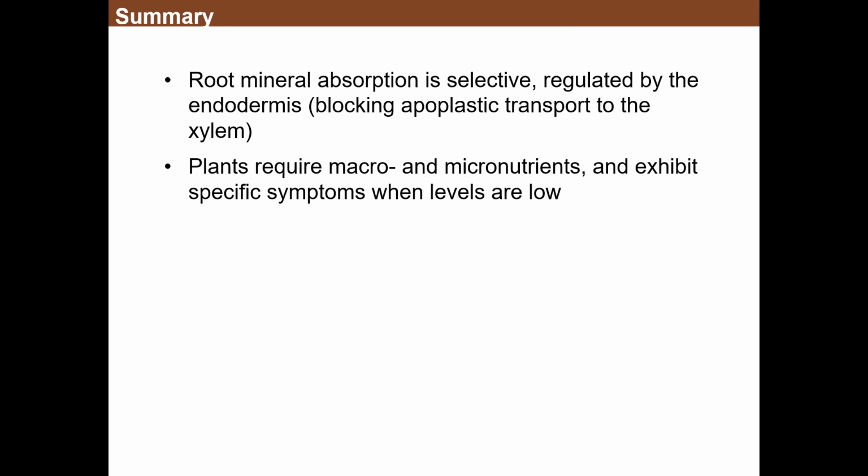So in our next section, we're going to talk quite a bit more about nutrient availability. What is controlling the availability of nutrients to plants? Where are plants getting their nutrients? What kinds of factors are important in determining whether plants have enough of the nutrients that they need?